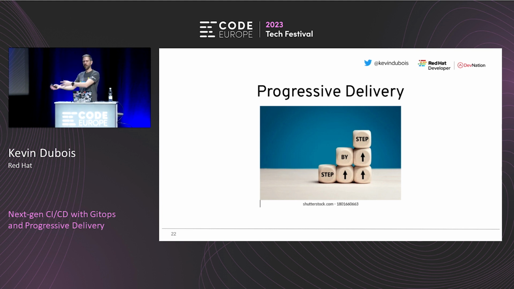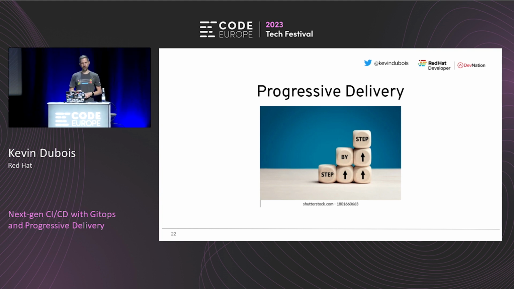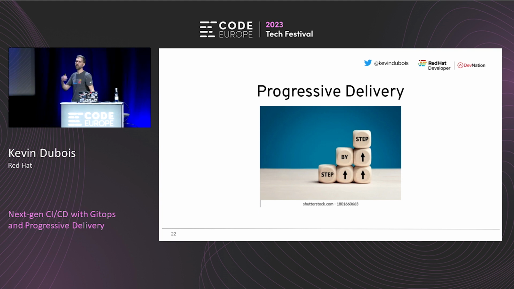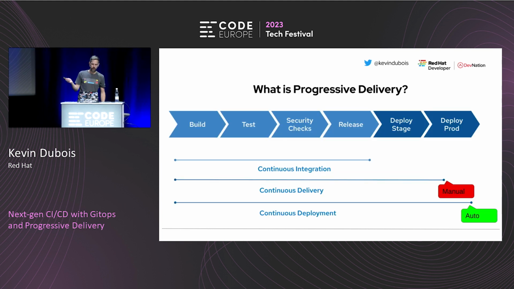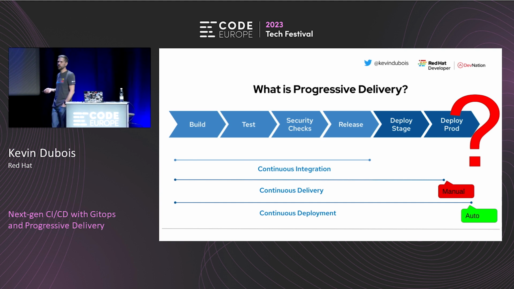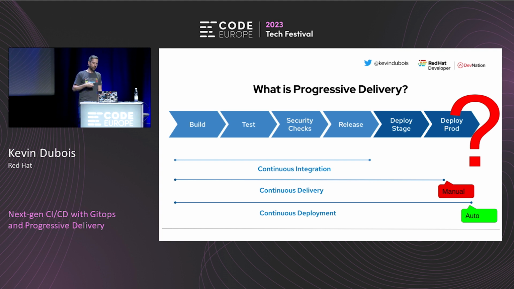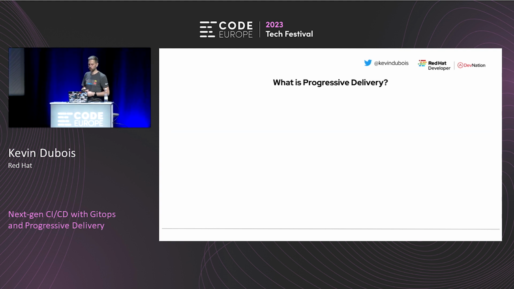So all my traffic went to the new version, which means that if there was a bug in my newer version, all my users would be affected at the same time, and I'd have some massive downtime. So instead, what if we could do progressive delivery and do step-by-step delivery of our application? So what is progressive delivery? It uses all the same continuous integration and continuous delivery, but the continuous deployment is something that we can refine a little bit more.